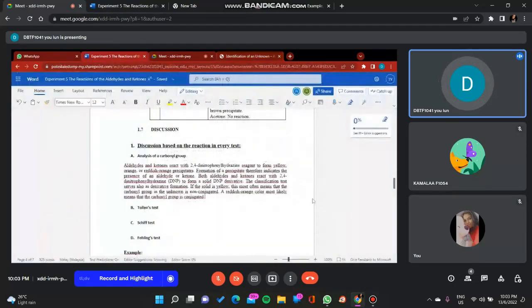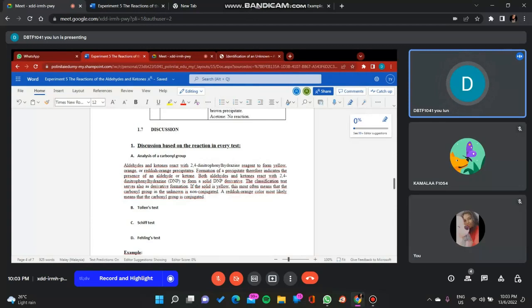I think this is the answer for my part. Why use 2,4-dinitrophenylhydrazine to test for aldehydes and ketones? This is because aldehydes and ketones react with 2,4-dinitrophenylhydrazine reagent to form a yellow, orange, or reddish-orange precipitate. Formation of a precipitate therefore indicates the presence of an aldehyde or ketone.